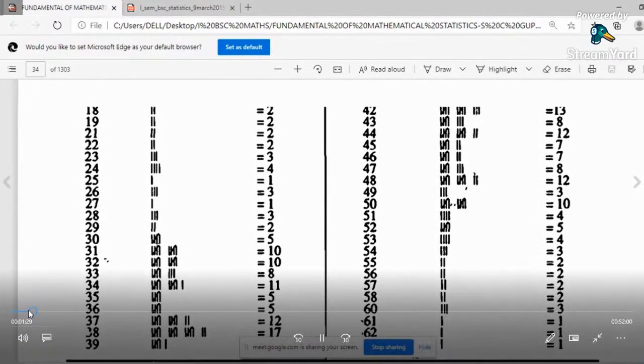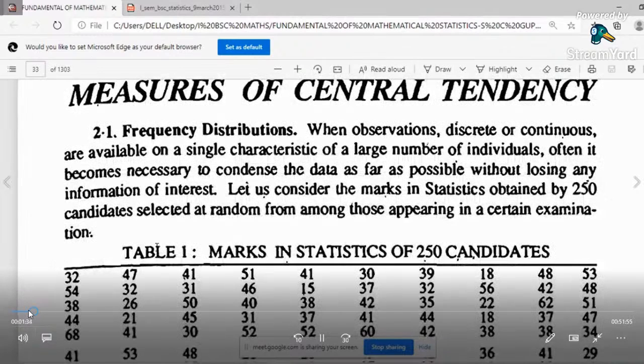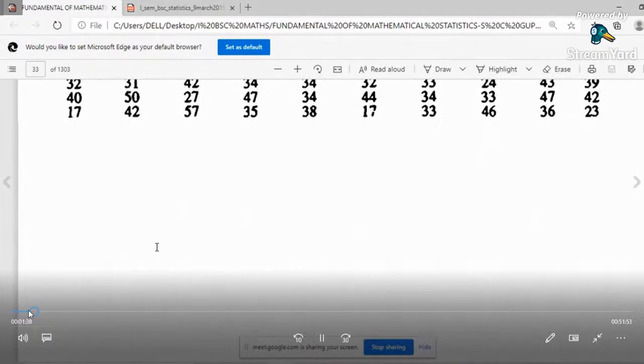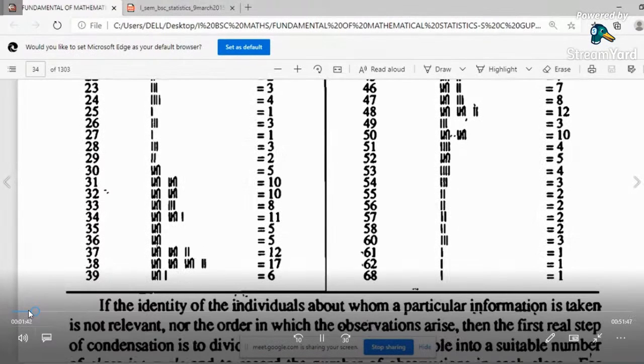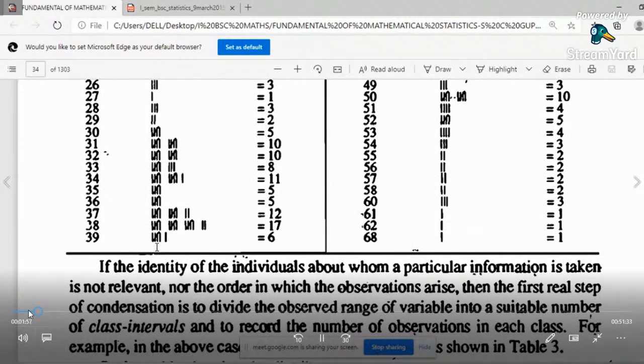So this is more informative than this data. Which is more informative, this or the later one? The second one. Yes, this is more informative. You can say that the most frequent data is 30, 30, and 40, and 42 is there. The minimal data is 15. You can easily say 68 is the maximum mark obtained.